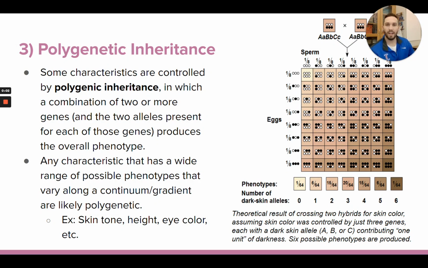Okay, another thing that Mendel was not aware of is that there are some characteristics in organisms that are controlled by polygenetic inheritance. Polygenetic inheritance is when there's a certain phenotype that an organism has that's controlled not just by one gene, but by multiple genes. So this would be a situation where there's different genes that you have inside of your DNA in your chromosomes, and for each of those genes you have two alleles.